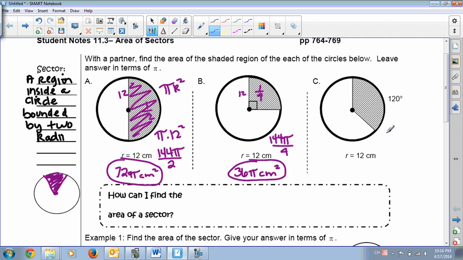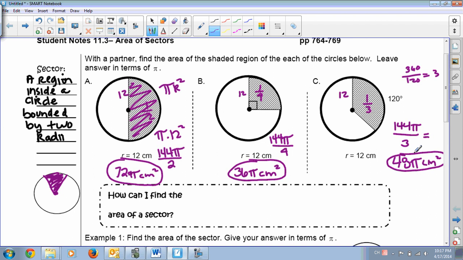And the last one right here, 120 degrees. Well, we know that if we take 360 and divide it by 120, we get 3. So this is 1/3 of the whole circle. Again, our radius is 12, so we have 144 pi. And this is 1/3 of the whole circle, so we're going to divide it by 3. 144 divided by 3 is 48. So the area of just the shaded region here is 48 pi centimeters squared.